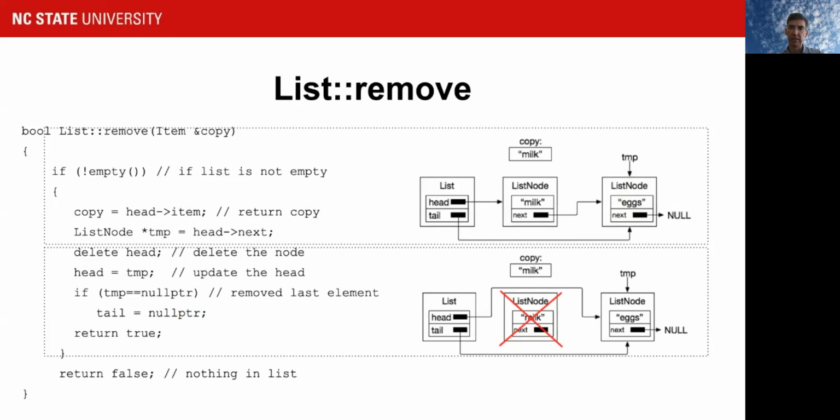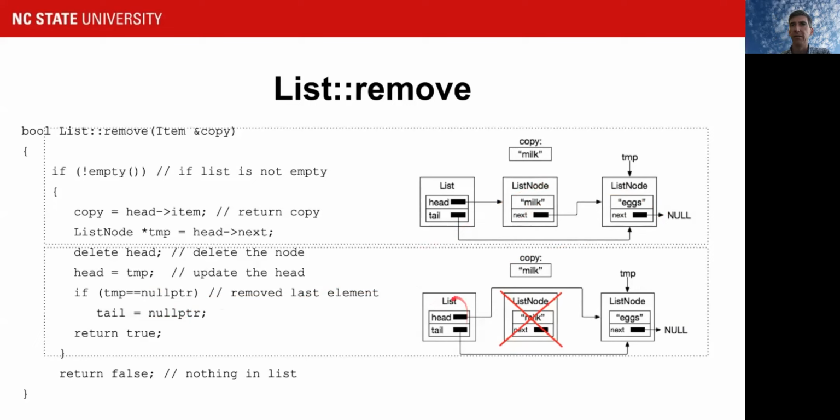If there's one thing in the list, they should both point to that one thing. And then once there's more than one thing in the list, head and tail will point at different nodes, head at the first node, tail at the last node. And so if temp is equal to null pointer, it means that there was only one thing in the list. We just removed it. And so now tail should also reflect the fact that there's nothing in the list. We set it to null pointer.